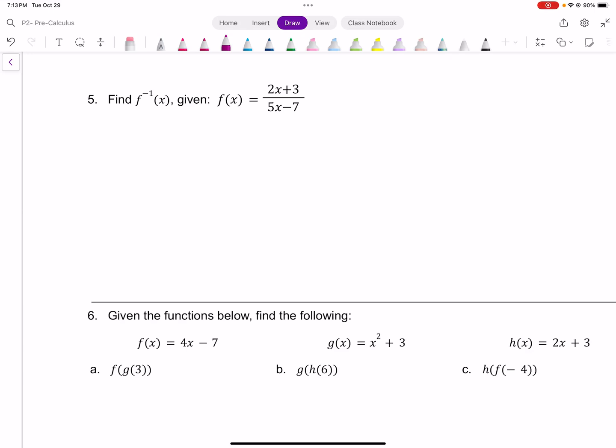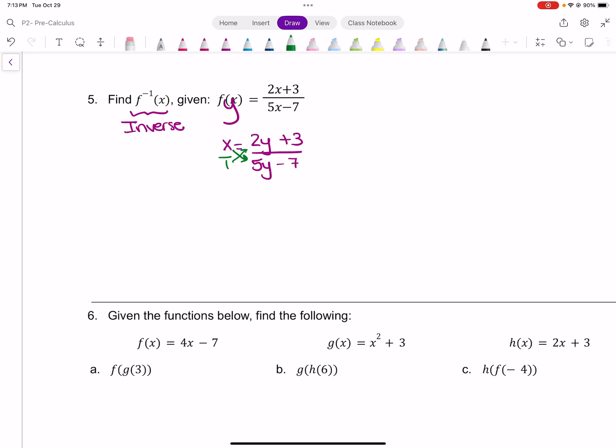Question 5, we are finding the inverse given that f of x equals (2x + 3)/(5x - 7). So remember, f of x is your y, so when you switch your x and your y, we get x equals (2y + 3)/(5y - 7). The steps for solving for y are the same every time it's a fraction. We're going to put x over 1, and we're going to cross multiply.